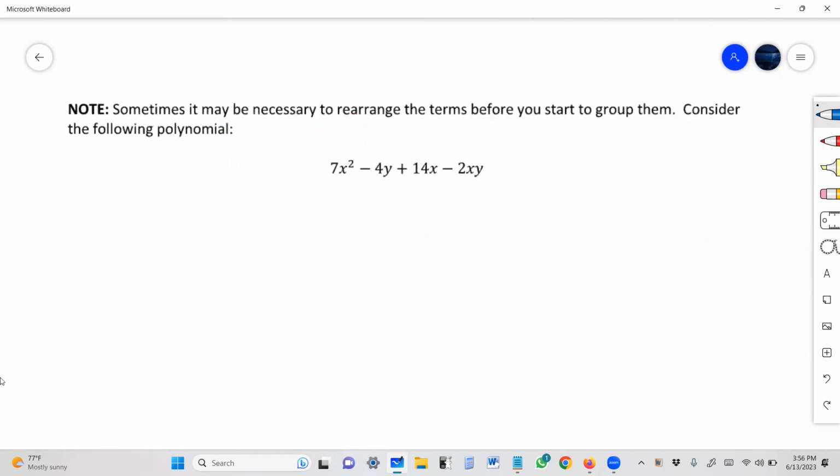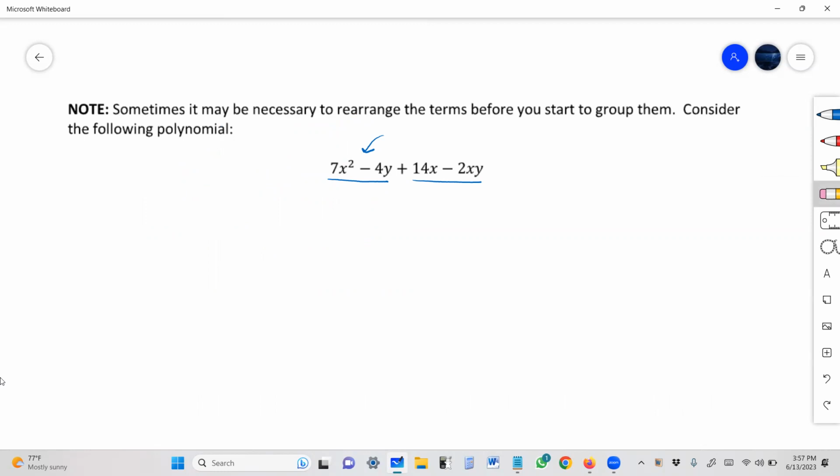Okay, so there's a note in the workbook. This, let me say, rarely happens. So if I see here 4 terms, I want to factor by grouping, normally we would do this. But if you take a look at the first group, there's absolutely nothing to factor. So 7x squared minus 4y, there's no numerical greatest common factor, there's no variable. So we can't do it that way, okay? So we have to do something else.